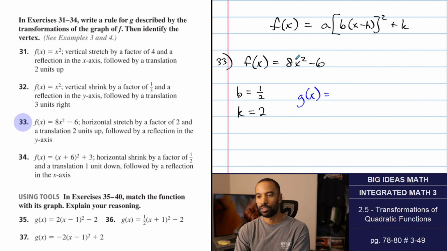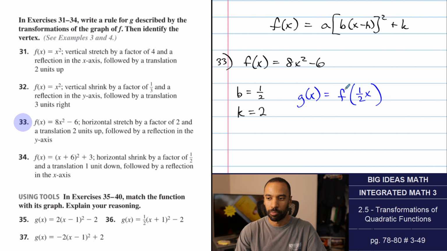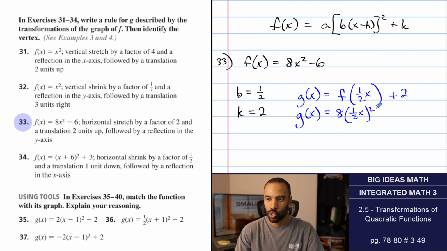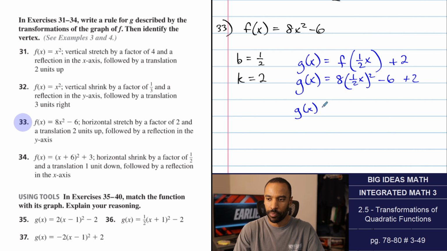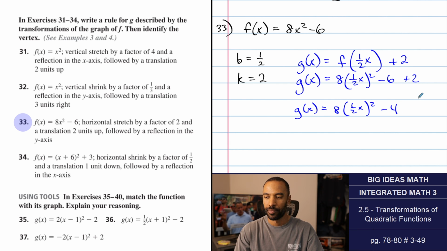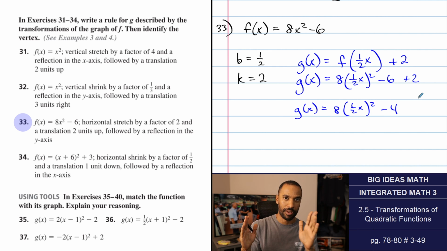Now, we're going to take whatever f of x was, and multiply the inside by 1/2. That means we're gonna replace x with 1/2 x, and then we're going to add 2. So we take this function, which is 8 times, we turn x into 1/2 x, that's squared, there's a minus 6, and we add 2 to it. That means we can rewrite g of x as 8 times (1/2 x) squared minus 4. This is one version of an answer. There's a vertical stretch by a factor of 8, and a horizontal stretch by a factor of 2.